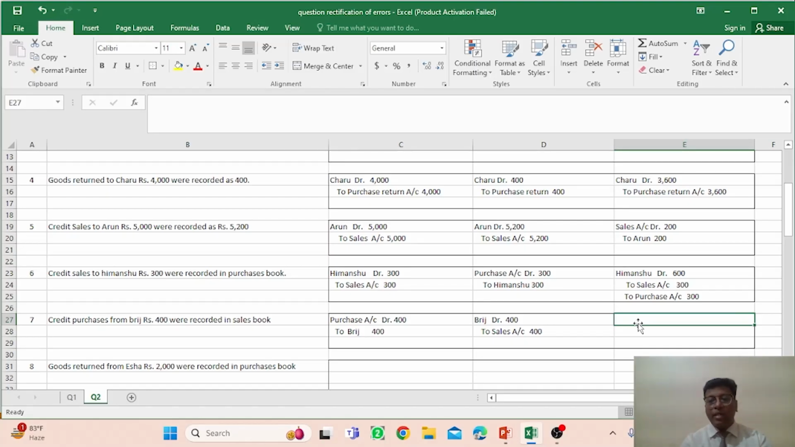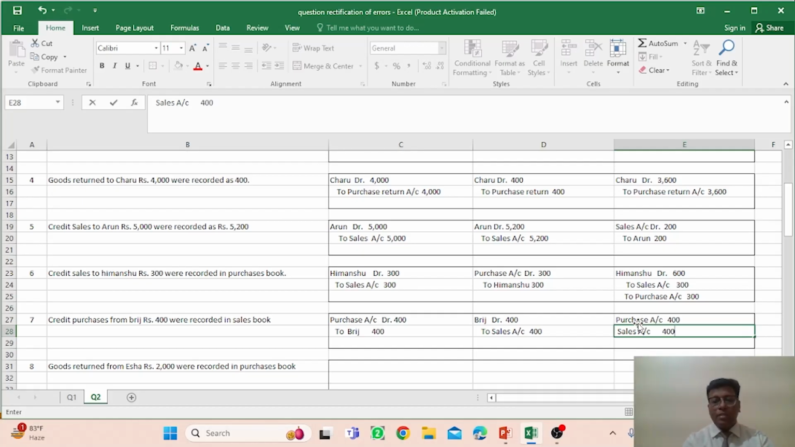Now you have to correct this entry, the rectification entry. The purchase account should have been debited, and you did not make this account debited, so now you have to debit the purchase account rupees 400. And the sales account, which was wrongly credited, so what option do you have? You have to make this account debit.